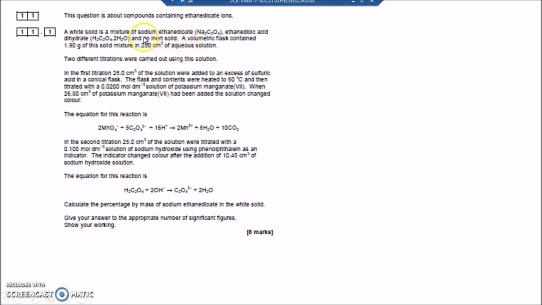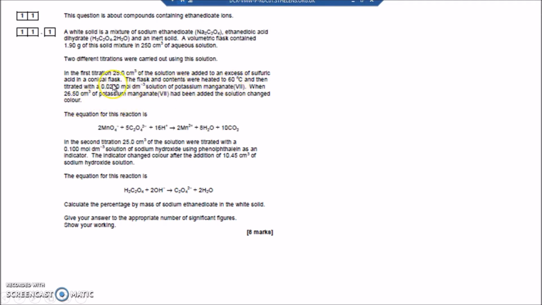So what have we got first of all? Well, it's told us how much of this solid is mixed in 250 cm3 of aqueous solution. And we've got a couple of titrations going on. In the first titration, 25 cm3 of the solution were added to an excess of sulfuric acid, and the flask and contents were heated to 60 degrees C and then titrated with 0.02 mol dm-3 solution of potassium manganate(VII), when 26.5 cm3 of potassium manganate(VII) had been added, the solution changed colour.